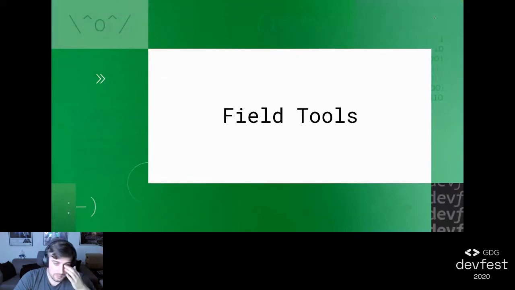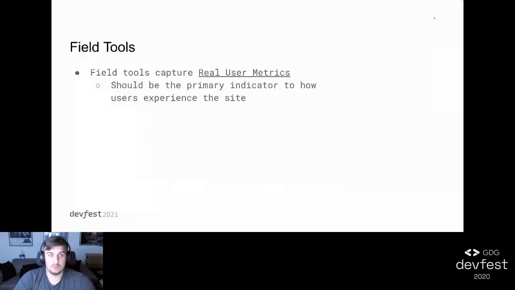And so this is when we need to talk about the field tools. And these field tools, as I said, capture the real user metrics. And this should be the primary indicator that says whether your site is performing well or not to your user base. And it's going to take 28 days' worth of data into consideration. It's going to measure the performance metrics that you would get in Lighthouse as well, from your visitors.